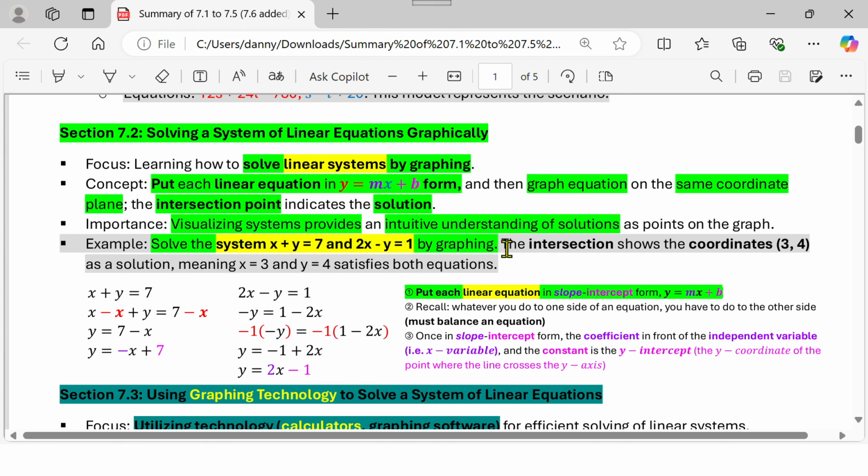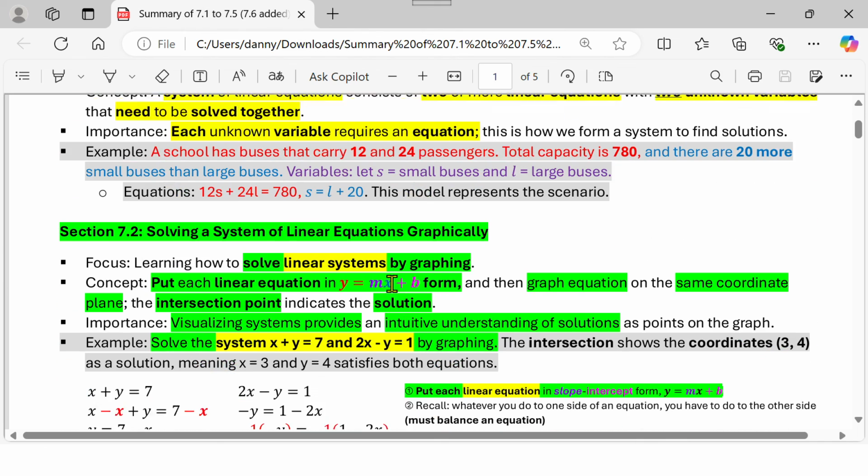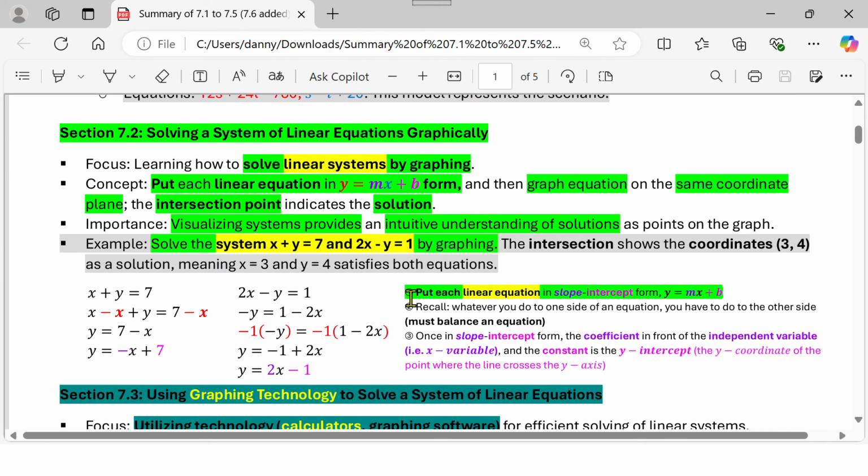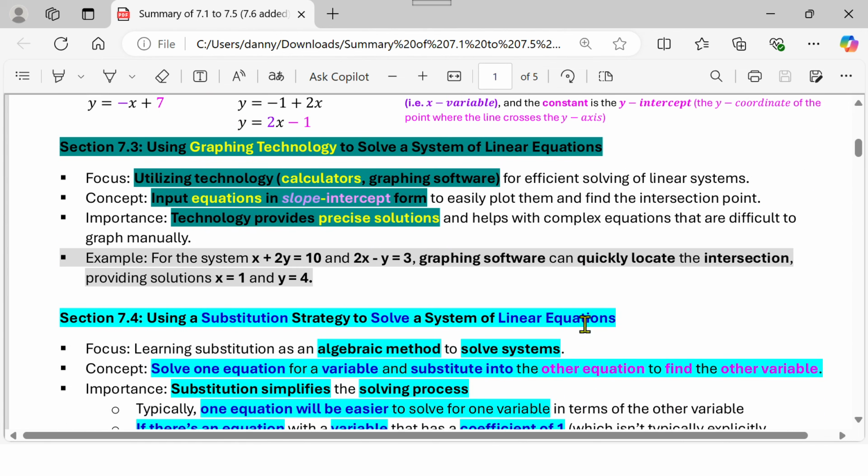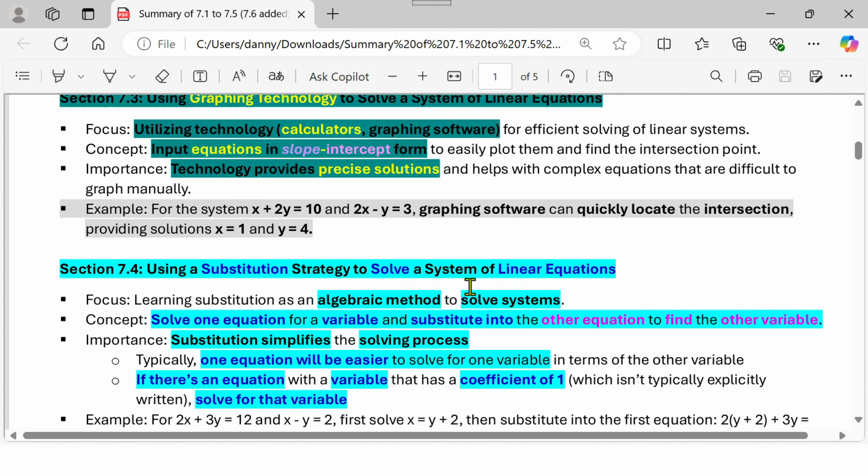And a lot of times you didn't actually have to create the systems of linear equations. In section 7.2, they gave them to you because you already tested on it in 7.1. So you just had to put each equation in y equals mx plus b form and graph them. Using the graphing calculator, it was just as simple as putting your equations in y equals mx plus b form and plugging them into a calculator and pressing a couple buttons, and it would give you the answer.